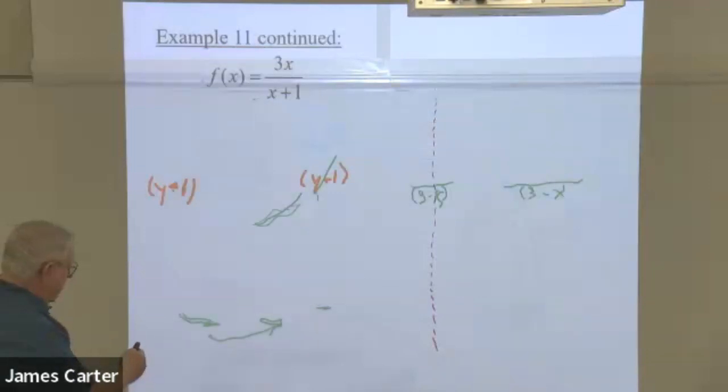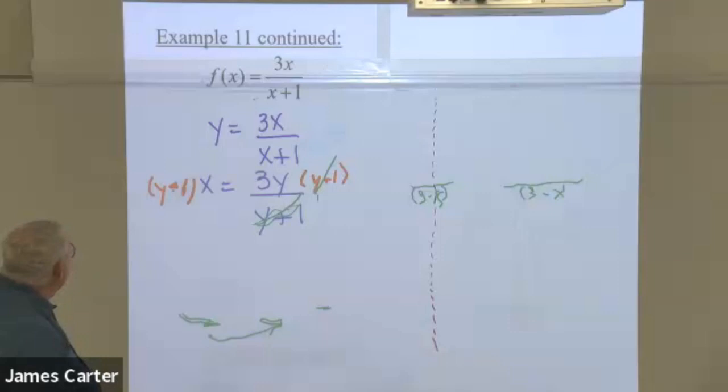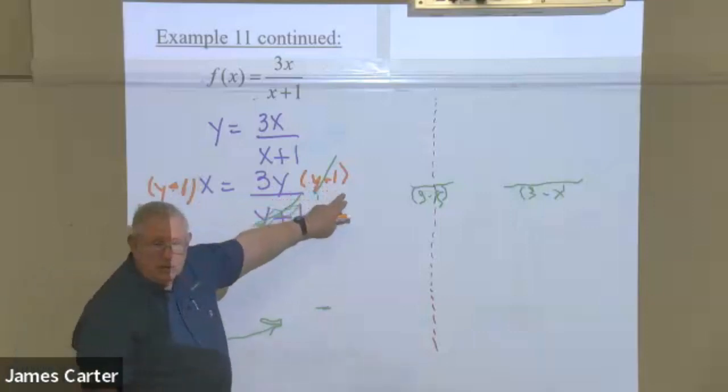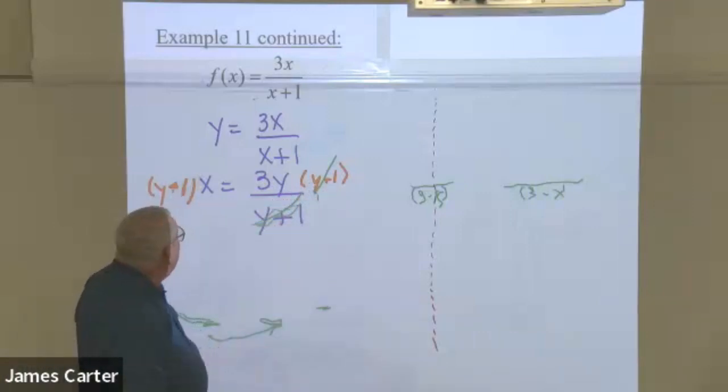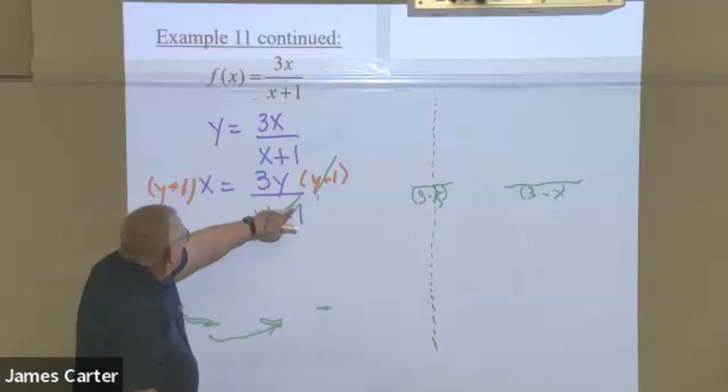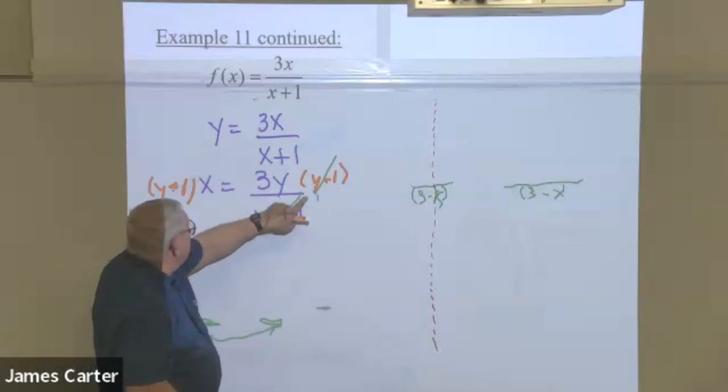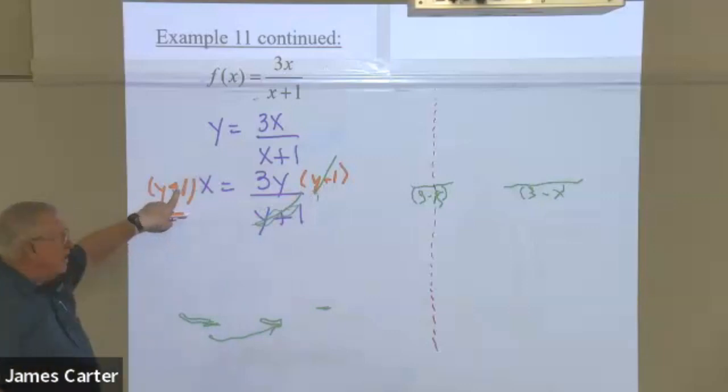Now, let's go ahead and find the inverse of this thing. In this case, we just replace the f of x with y. Now, we're going to interchange the two letters. And I started step 3 here. Since I had a y plus 1 in the denominator, I multiplied both sides. That's supposed to be a plus sign.